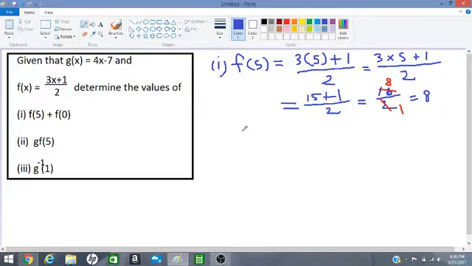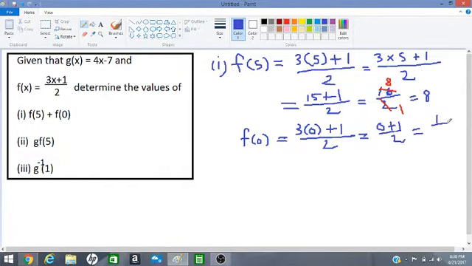Let's find f of 0. f of 0, this 0 has to go with it, this x. Okay, so we'll have 3 times 0 plus 1 over 2. 3 times 0 is 0 plus 1 over 2. And we get 1 over 2, which is a half. So the answer for part 1, f of 5 is 8 plus f of 0 is a half. The answer is 8 and a half.